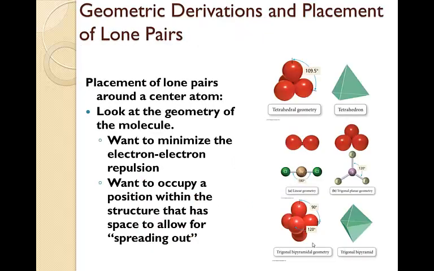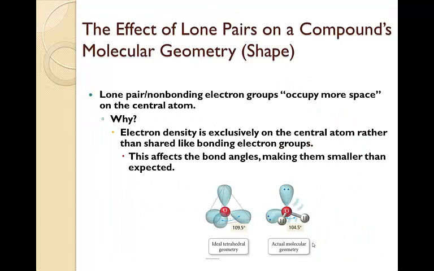The placement of lone pairs around the center atom depends on the geometry of the molecule. You want to minimize the electron repulsion and want to occupy a position within the structure that has space for allowing everything to spread out as much as possible. Lone pair and non-bonding electron groups occupy more space around the center atom. The electron density is exclusively on the central atom, rather than being shared between 2 atoms, like bonding electrons. This affects the bond angles, making them smaller than expected.